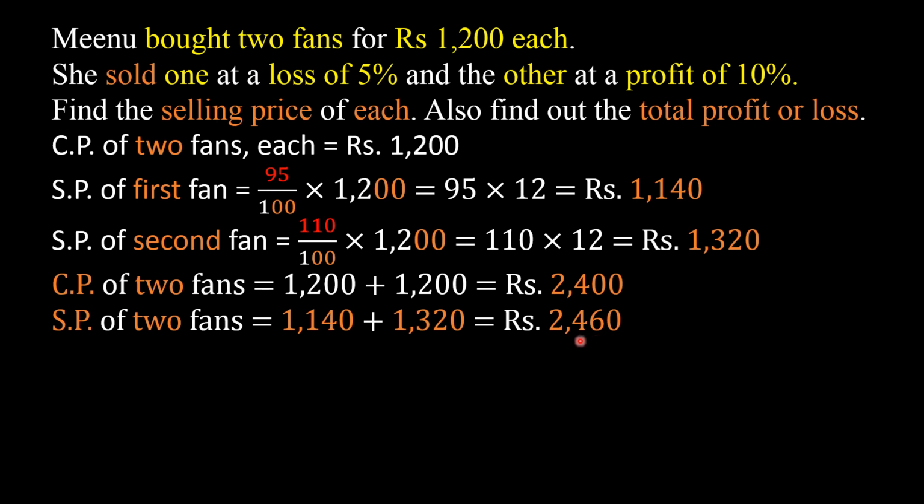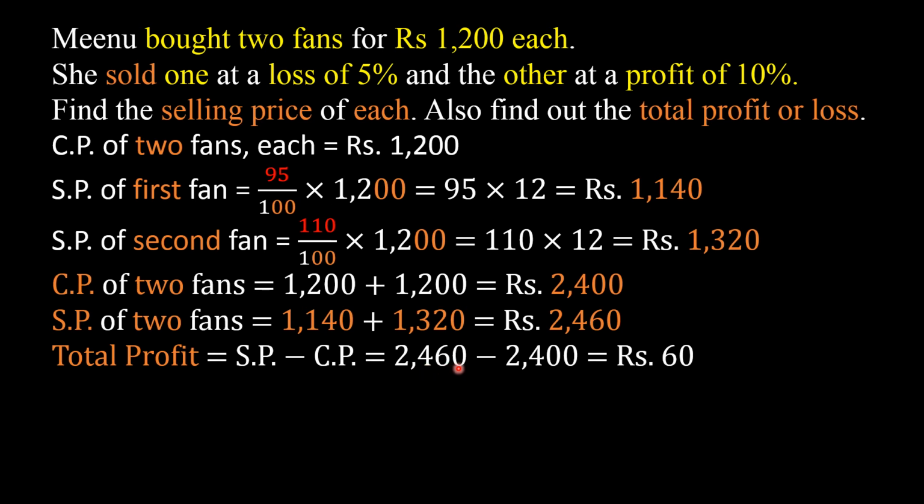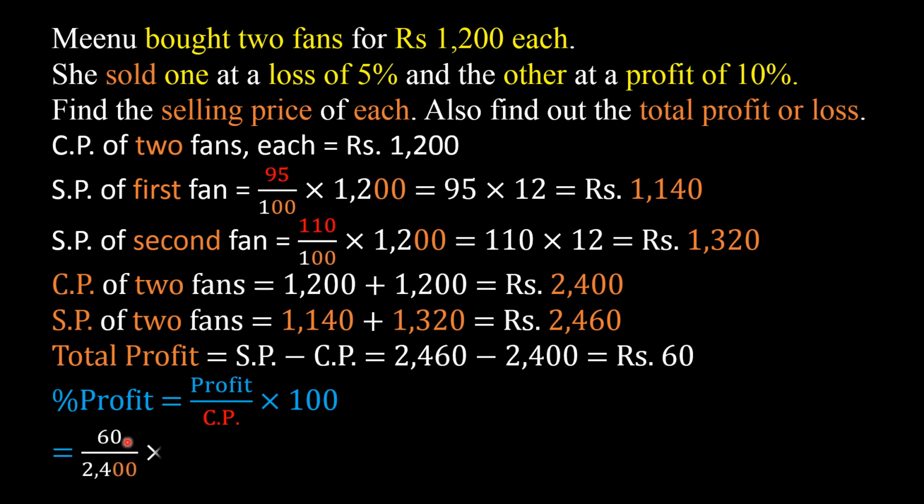Now since the selling price is greater than the cost price, Meenu will make a profit. The total profit will be SP minus CP, 2460 minus 2400, which will be rupees 60. Her percentage profit will be profit divided by CP multiplied by 100, which will be 60, the profit, divided by 2400, the cost price, multiplied by 100.